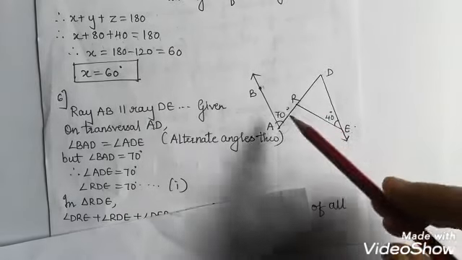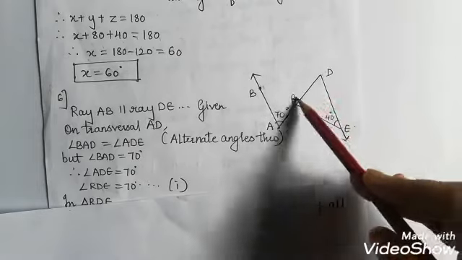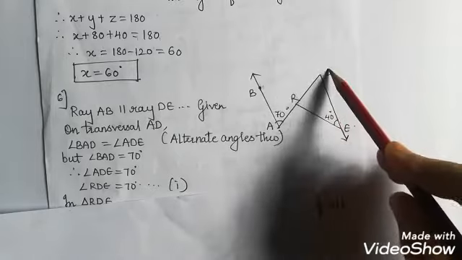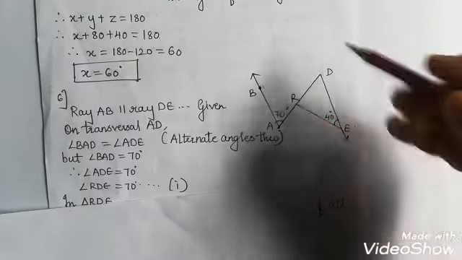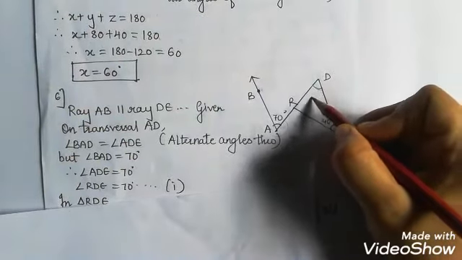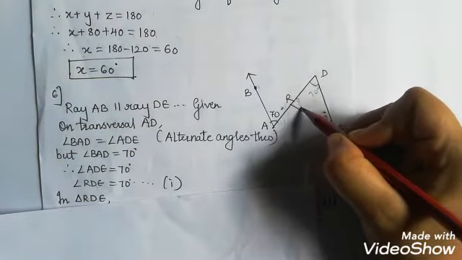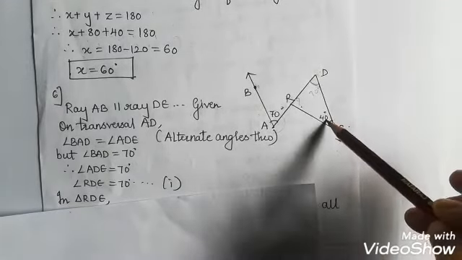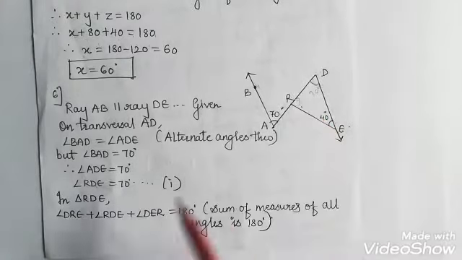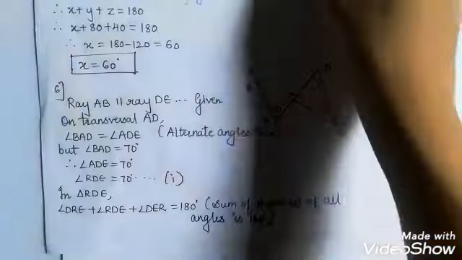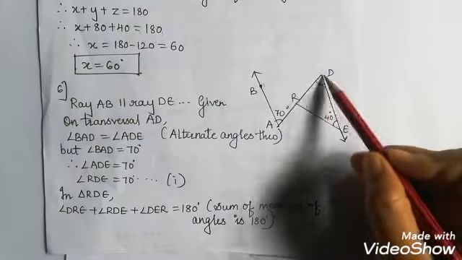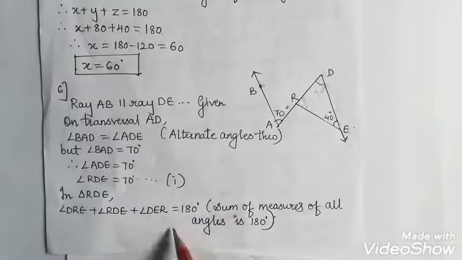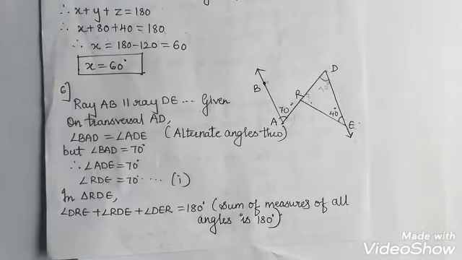Next, now I take triangle RDE. Now in triangle RDE, okay, I will add all the three angles. Why? Because I know the measure of this angle is 70 degrees and I have to find the measure of angle R. Okay, so in the triangle, if two angles are there, then I can find the third angle. Okay, so using the property of sum of angles, I write angle DRE plus angle RDE plus angle DER is equal to 180 degrees. Right?